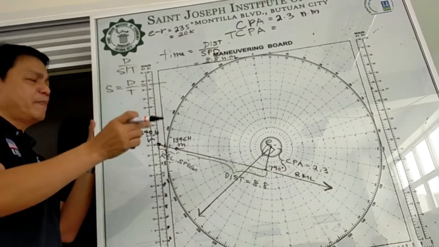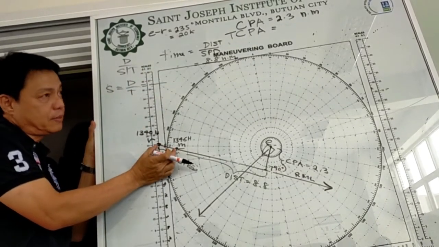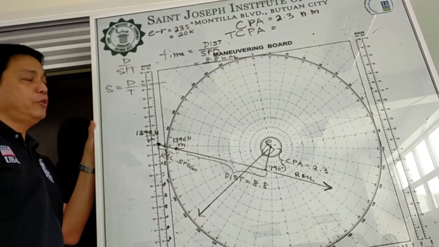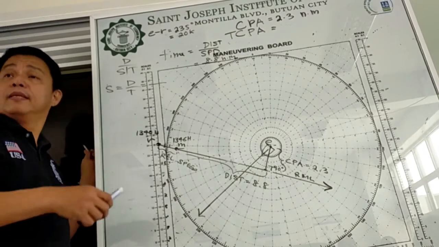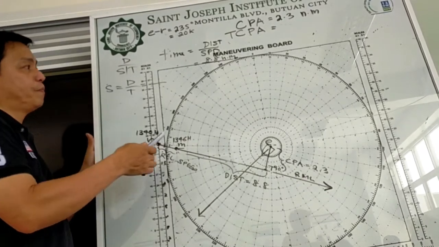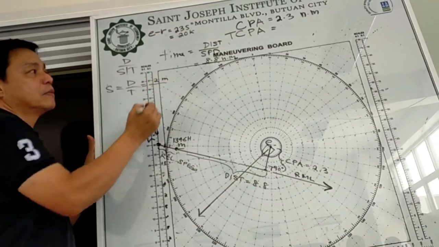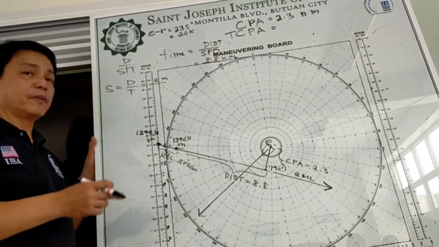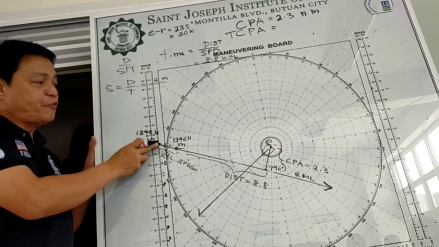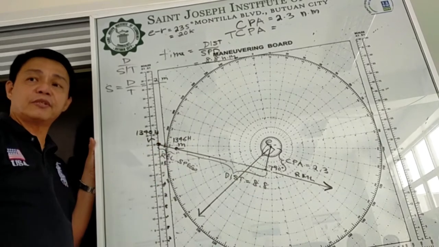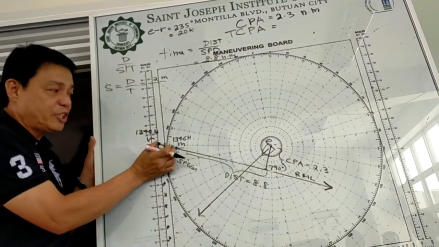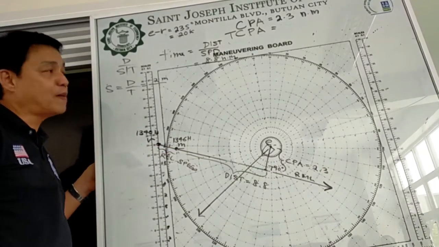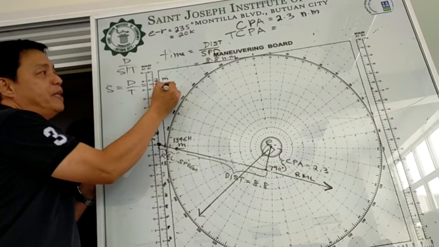Remember, this is distance, 2 miles. You cannot use 2 miles. So what will you do? You transform 2 miles into speed. How? 2 miles divided by time. You can get the time: 1340 to 1346. So that is a 6 minutes travel from this point to this point. Divided by 6 minutes.